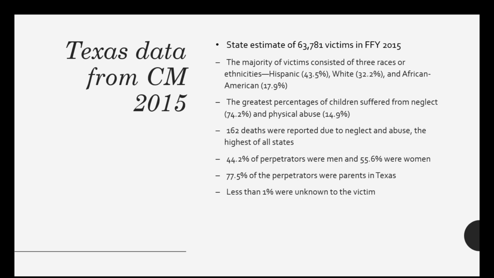The Texas data shows that we had an estimate of 63,781 victims. That's about the same as '14. Our breakup racially is about the same as the year before. Our data aligns with the national data as far as the types of abuse, about 75% neglect.